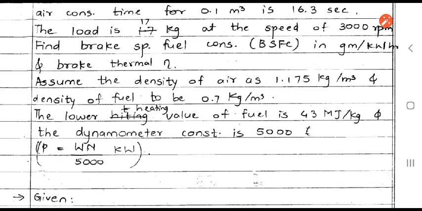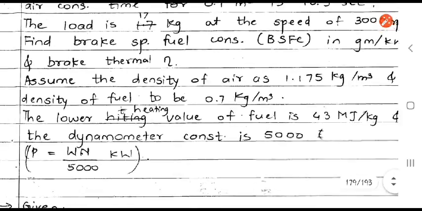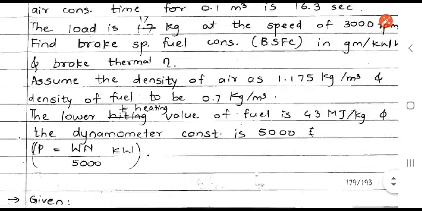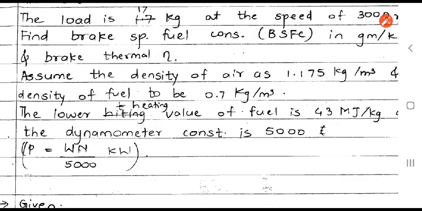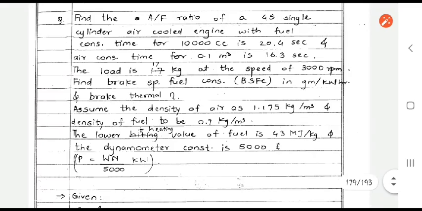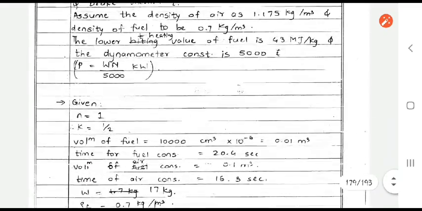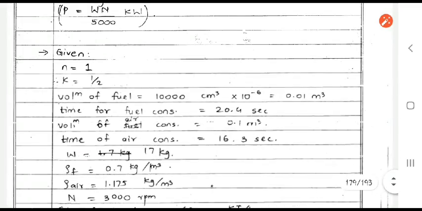Assume the density of air as 1.175 kg per meter cube and density of fuel to be 0.7 kg per meter cube. The lower heating value of fuel is 43 megajoule per kg and the dynamometer constant is 5000, and one relation is given to us, that is P is equal to W into N divided by 5000 kilowatt. Now this is another special type of problem. Now we have to use some different methodology to solve such kind of problem.